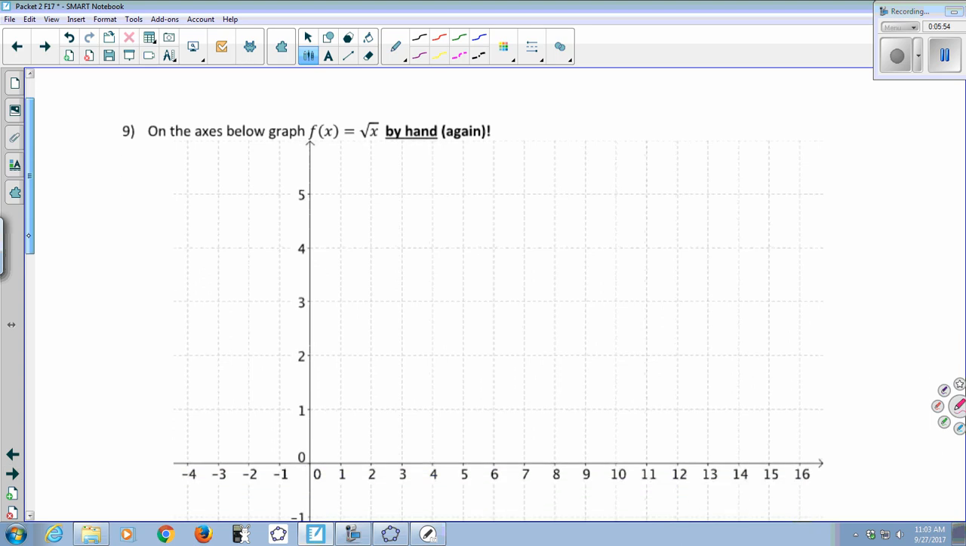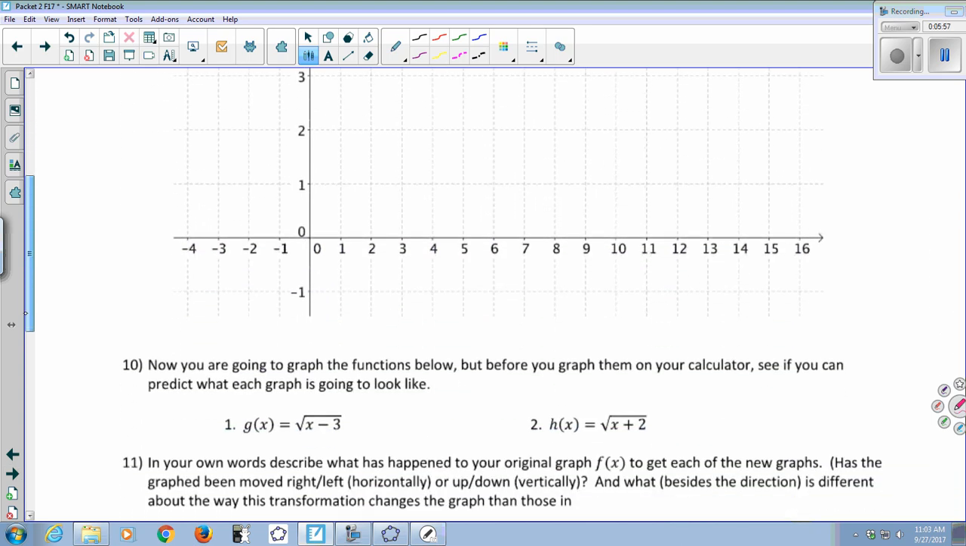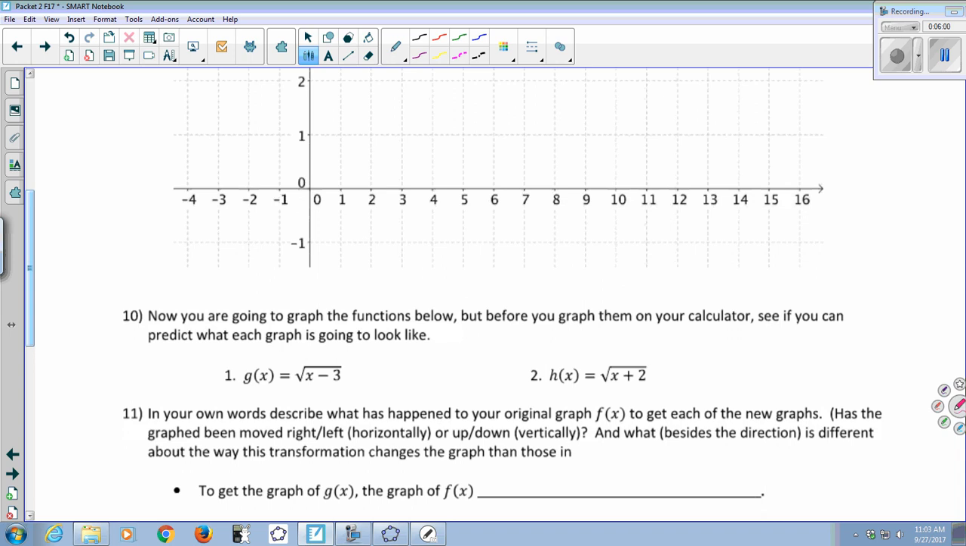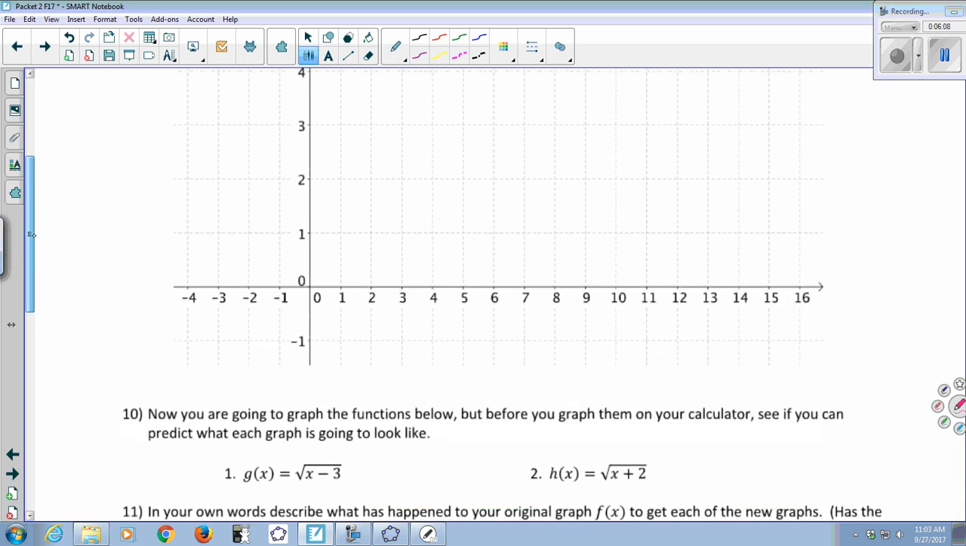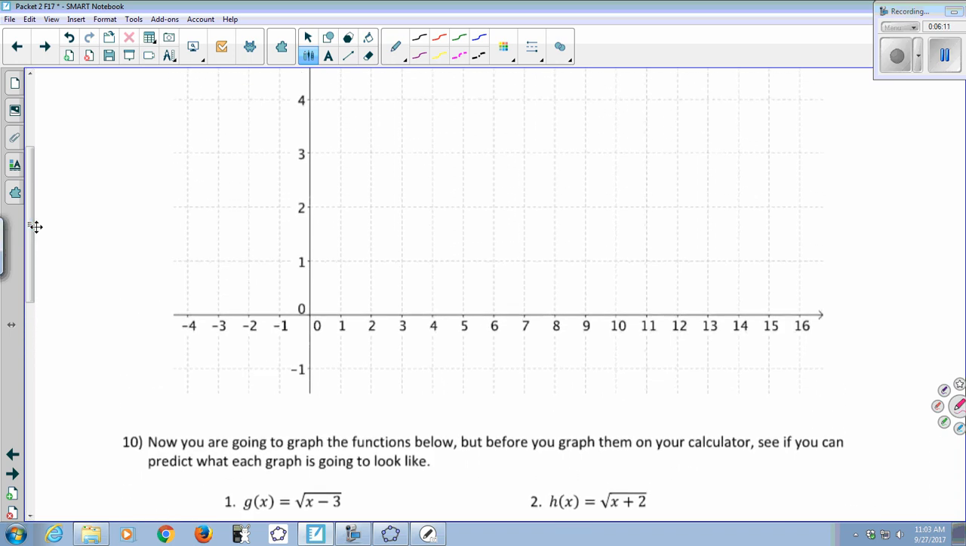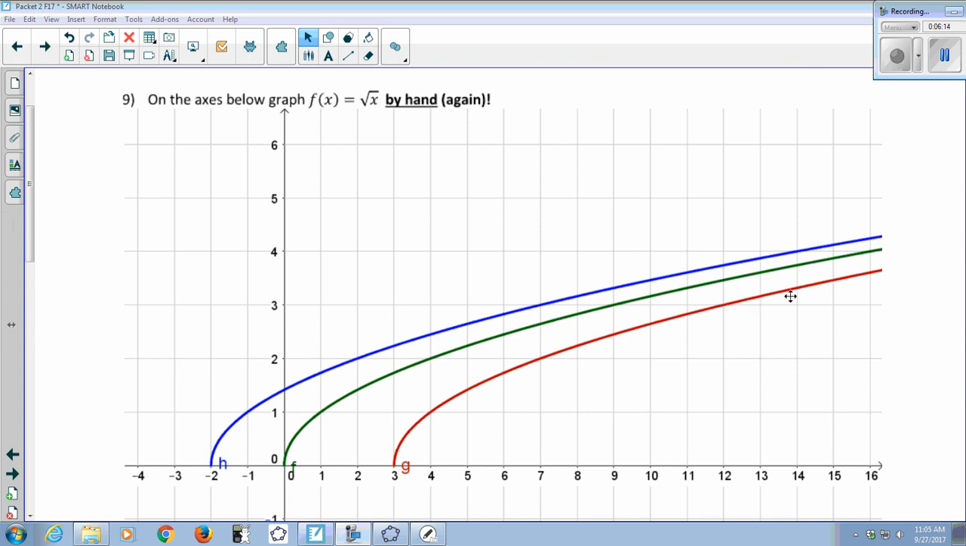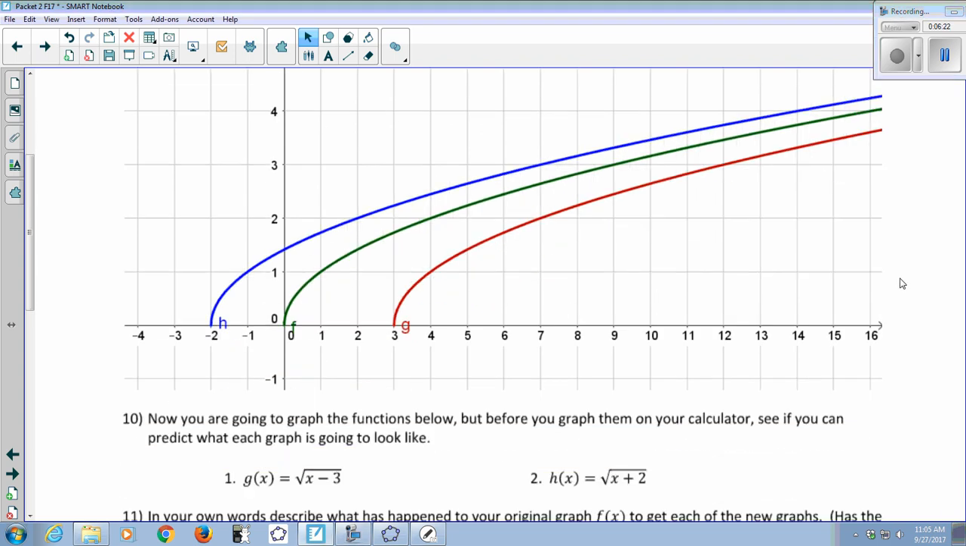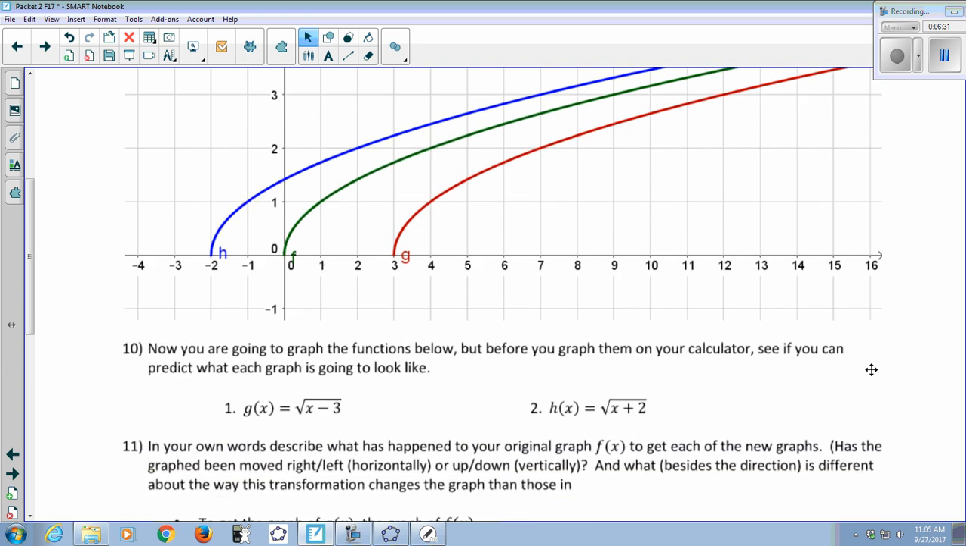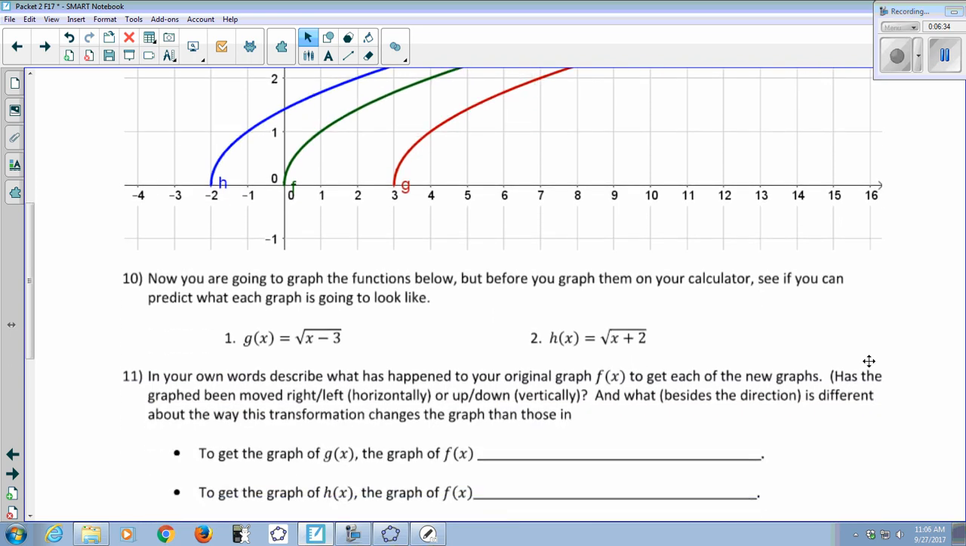Okay, so now I'm going to graph square root of x again, and then I'm going to graph 2 more transformations of square root of x. I'm going to do all of this in GeoGebra. You would have done the first part by hand, but I'm going to graph all of these in GeoGebra. Okay, I used GeoGebra to graph the 3 functions they asked about. Green is f of x, the square root of x. Red is g of x, which is the square root of x minus 3. And blue is h of x, the square root of x plus 2. So in our own words, we want to describe what happened to the original graph.